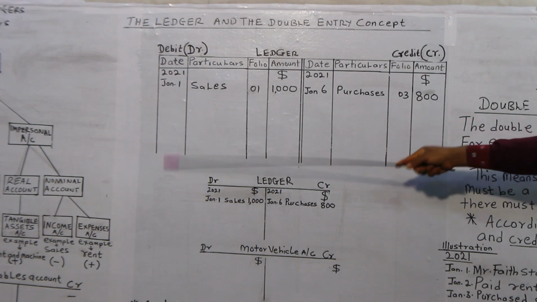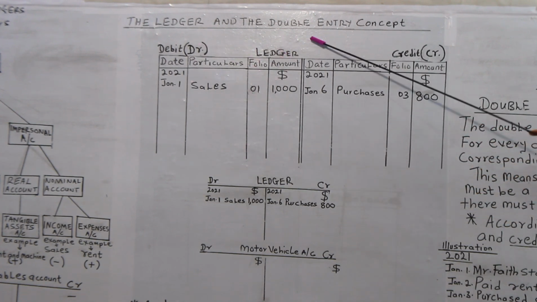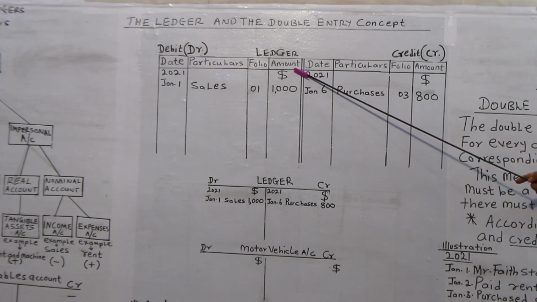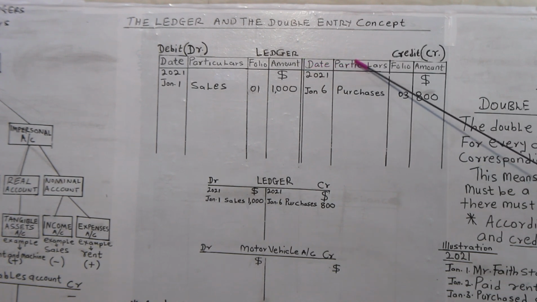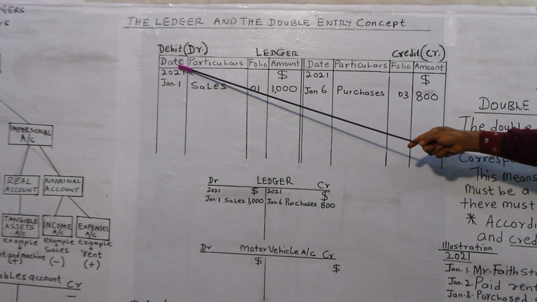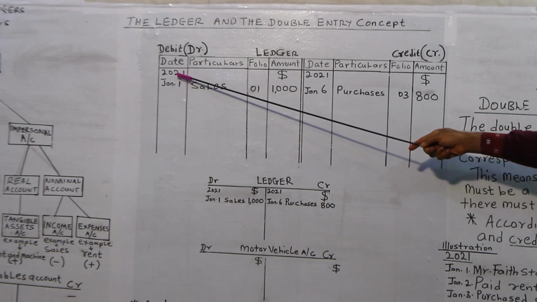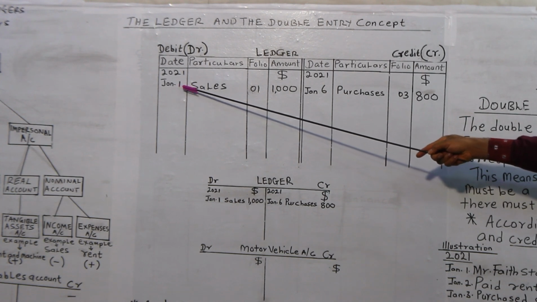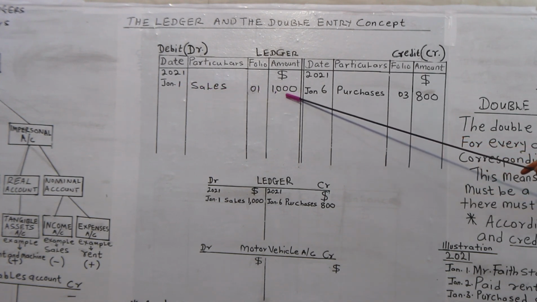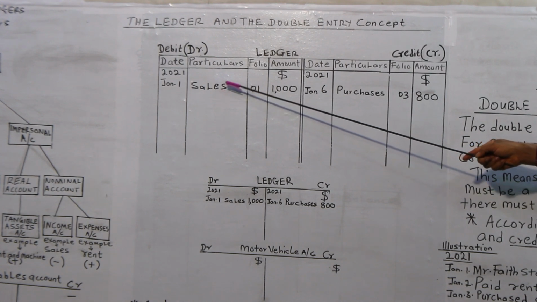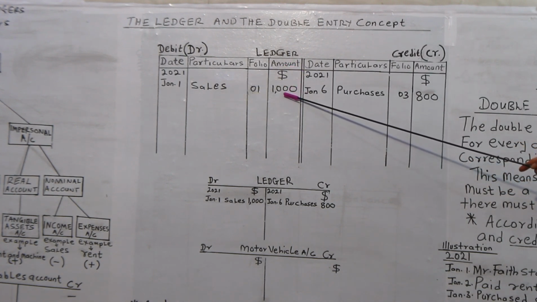Now, we rule to form each segment. And as you can see, we have the date, particulars, folio, amount at the debit side, and date, particulars, folio, amount at the credit side. The date represents where we write the date the transaction is taking place. For instance, we have 2021, January 1st, there was sales of 1,000 naira. So the particulars represents the transaction taking place, while the amount is where we write the amount involved in the transaction.